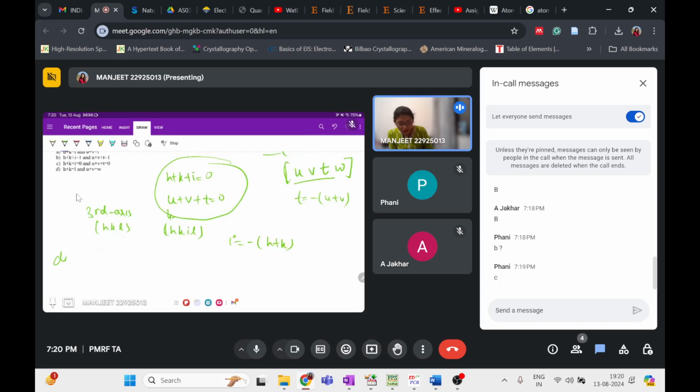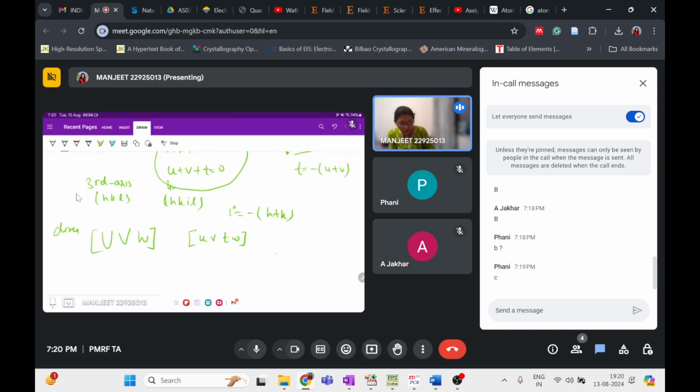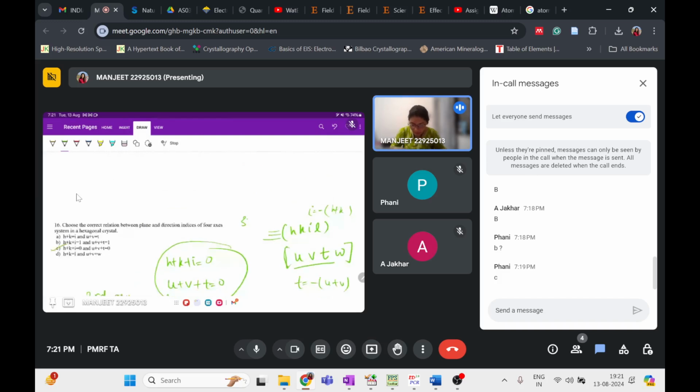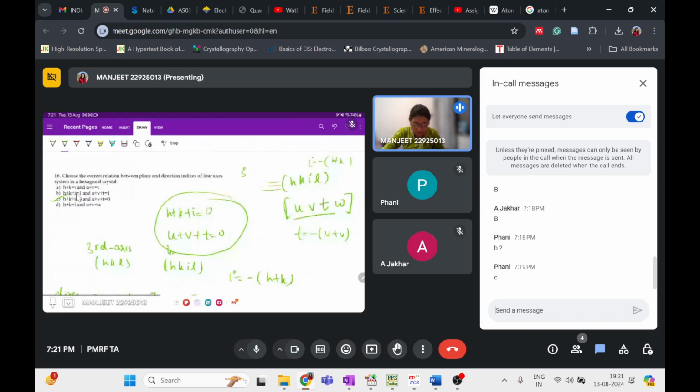If I'm considering the direction, in the 3-axis system we represent it as capital U, V, W, and here we represent it as small u, v, t, and w. So capital U is equal to 2u plus v, capital V is equal to 2v plus u, capital W is the same as w, and t is minus of u plus v. This is the relation between the 3-axis and the 4-axis system. Yeah, C is the right answer. Yes, Pani, you are right. C is the right answer.